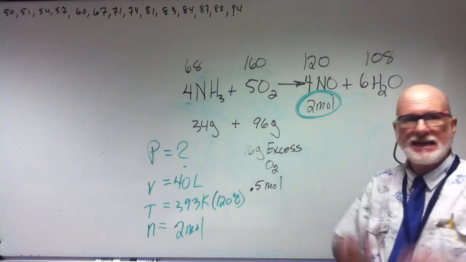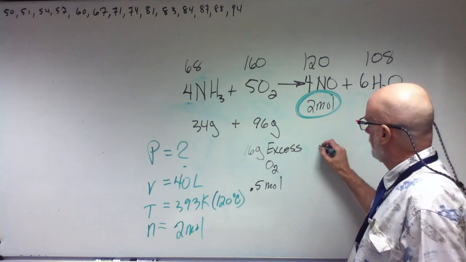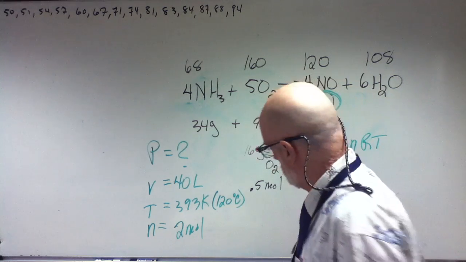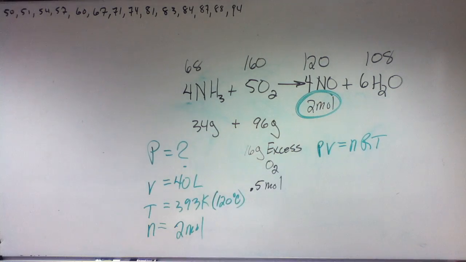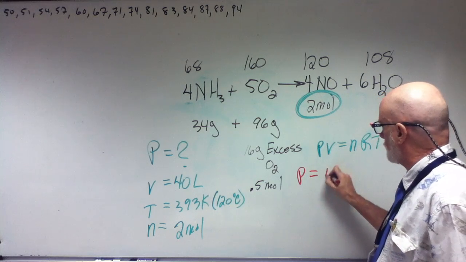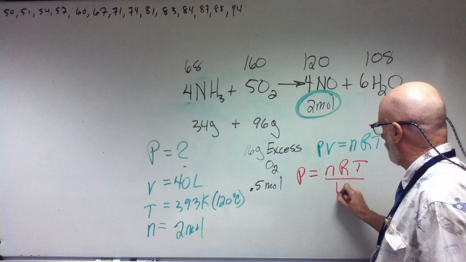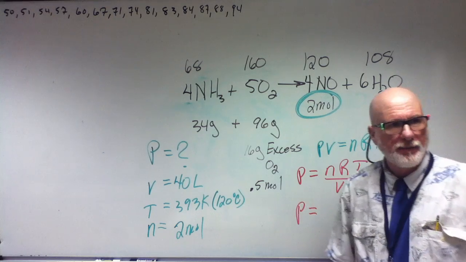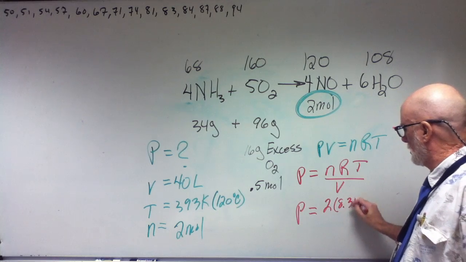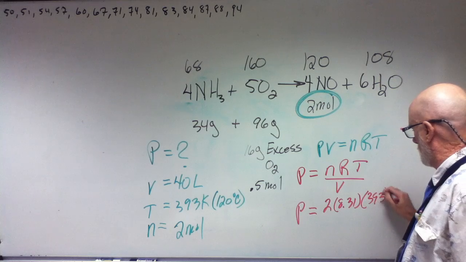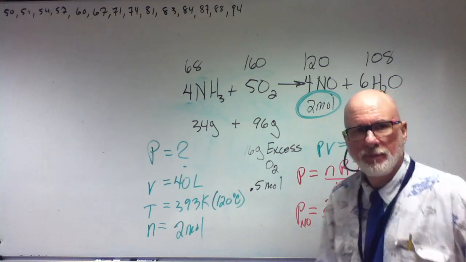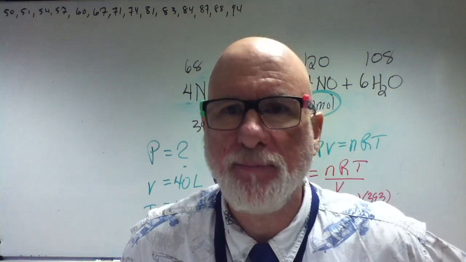Okay, so put it together now. PV equals nRT. That's the equation that we're using. So it's going to be P equals nRT over V. P equals 2 times 8.31 times 393 over 40. So that's going to be the pressure of NO, right? What's it going to be? What's the answer?